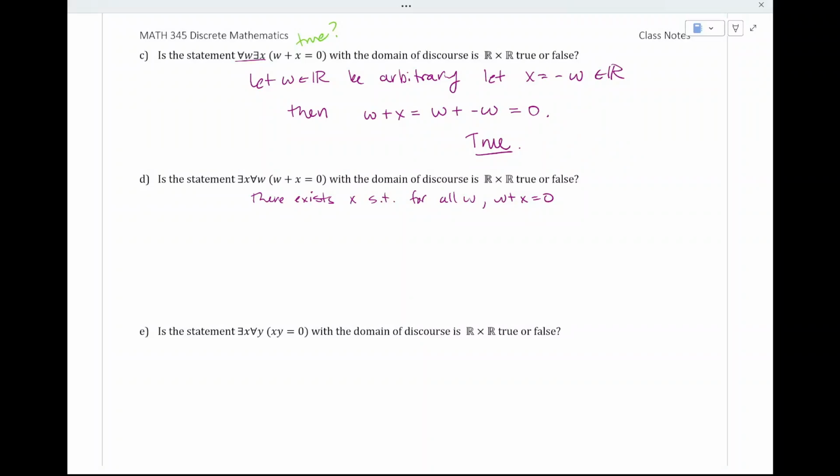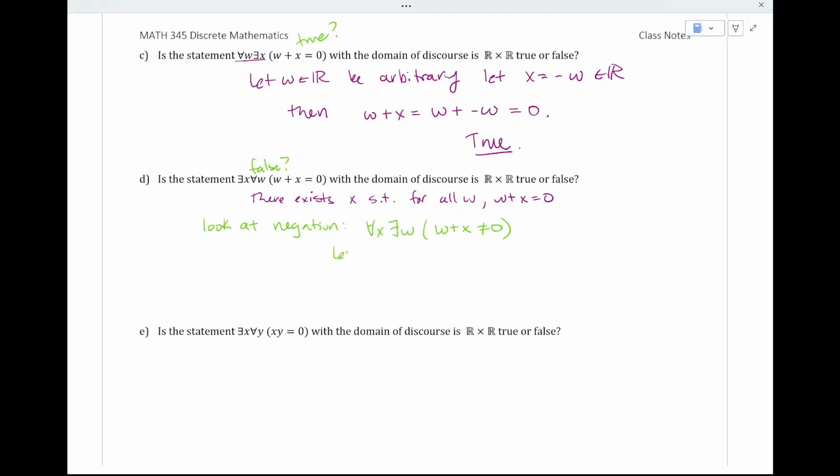But let's look at the negation. Sometimes it can be helpful to look at the negation, especially if we think something might be false. The negation of this one is for all x, there exists a w such that w plus x is not equal to 0.